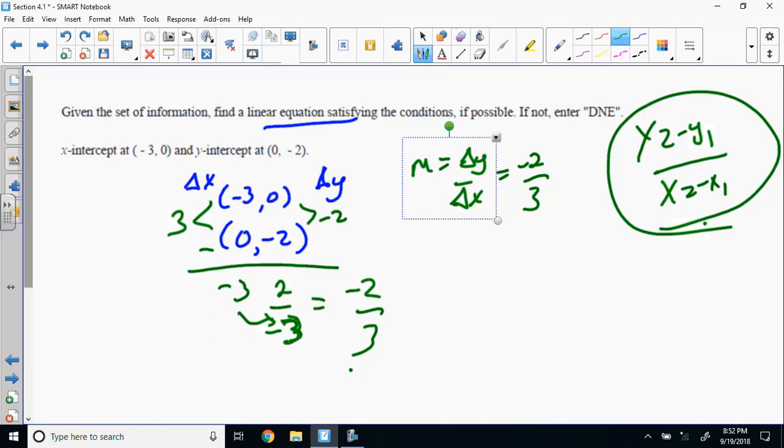Yeah, change. It's delta y over delta x. There you go. So that's why the 3 comes underneath, right?